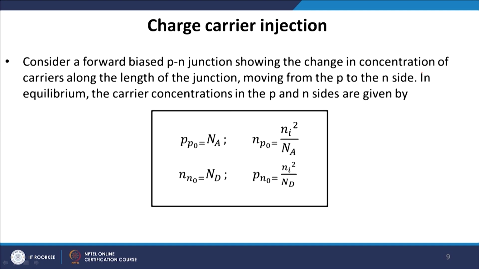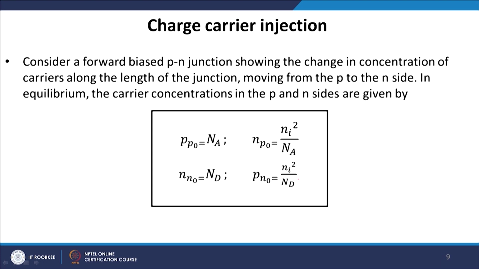Let us consider a forward biased PN junction, which shows the change in the concentration of the carriers along the length of the junction, moving from the P to the N side. In equilibrium, the carrier concentrations on the P and N sides are given by what you have learnt earlier: p_p0 is equal to the acceptor concentration N_a, n_n0 is equal to the donor concentration N_d, n_p0 is n_i squared by N_a, and p_n0 is n_i squared by N_d.